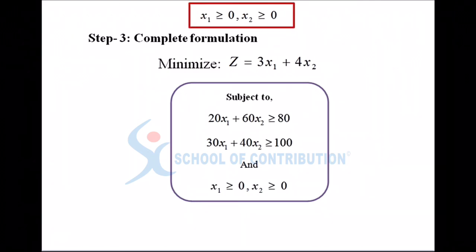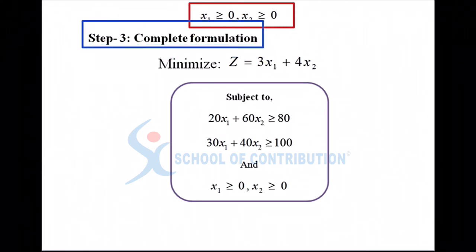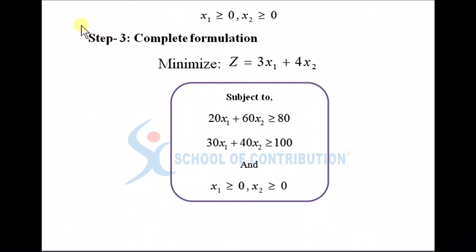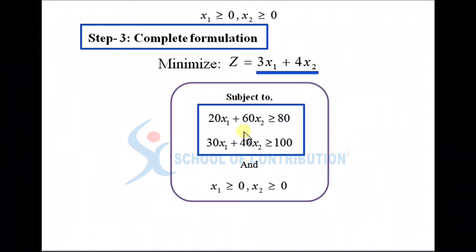Now our third step is the complete formulation. Now we formulate completely our linear programming model. So our complete formulation is, this is the third step, complete formulation. So far we have found our objective function, where z is the cost. We minimize cost and this is our objective function. And so far we have found our two constraints of vitamin A and B, because we need in a day more than or equal to 80 units of vitamin A from food F1 and F2, and we need in a day more than or equal to 100 units of vitamin B from F1 and F2.